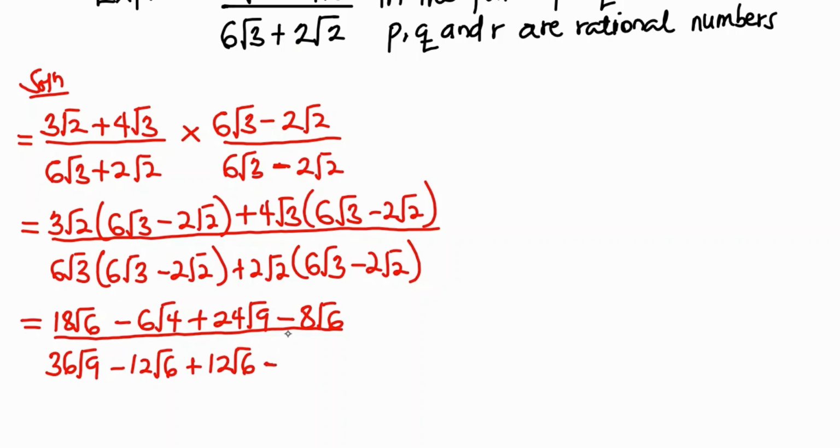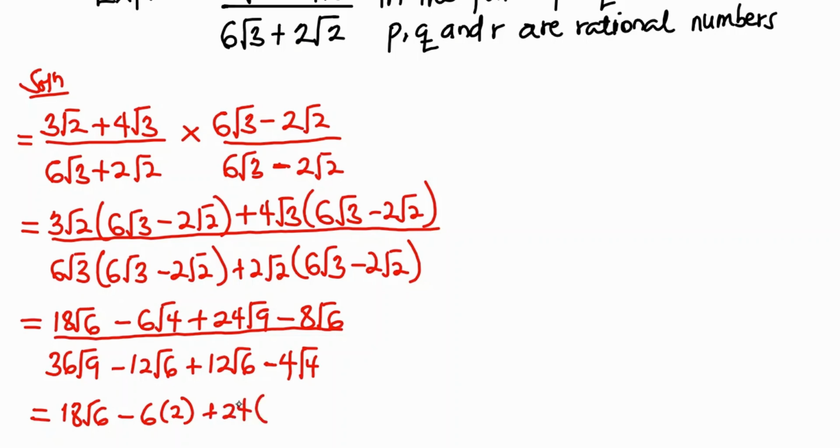Now minus 2 times 2 gives us 4, and then root 2 times root 2 gives us root of 4. So we simplify it as such. Now we continue, and we can see that there are like sets here, and then we can also simplify some of the sets in the numerator. So in the numerator we have 8 root 6, and then minus 6. We can see root of 4 is the same thing as 2, and then plus 24.